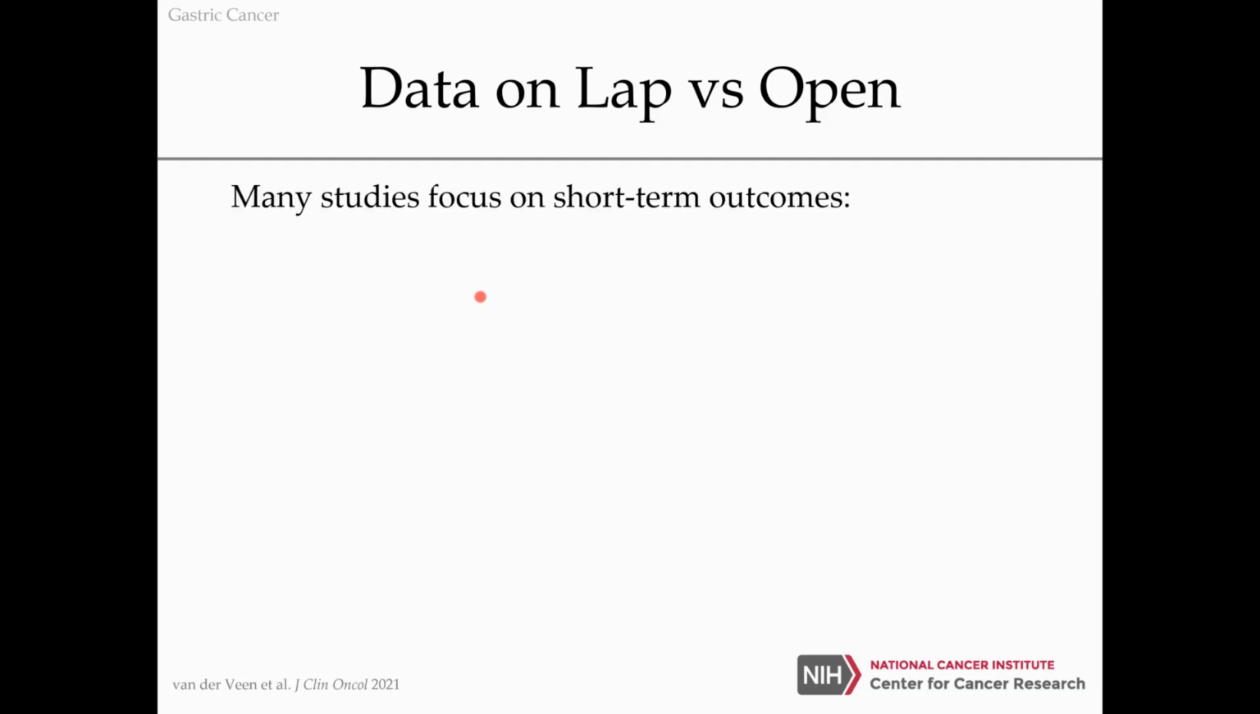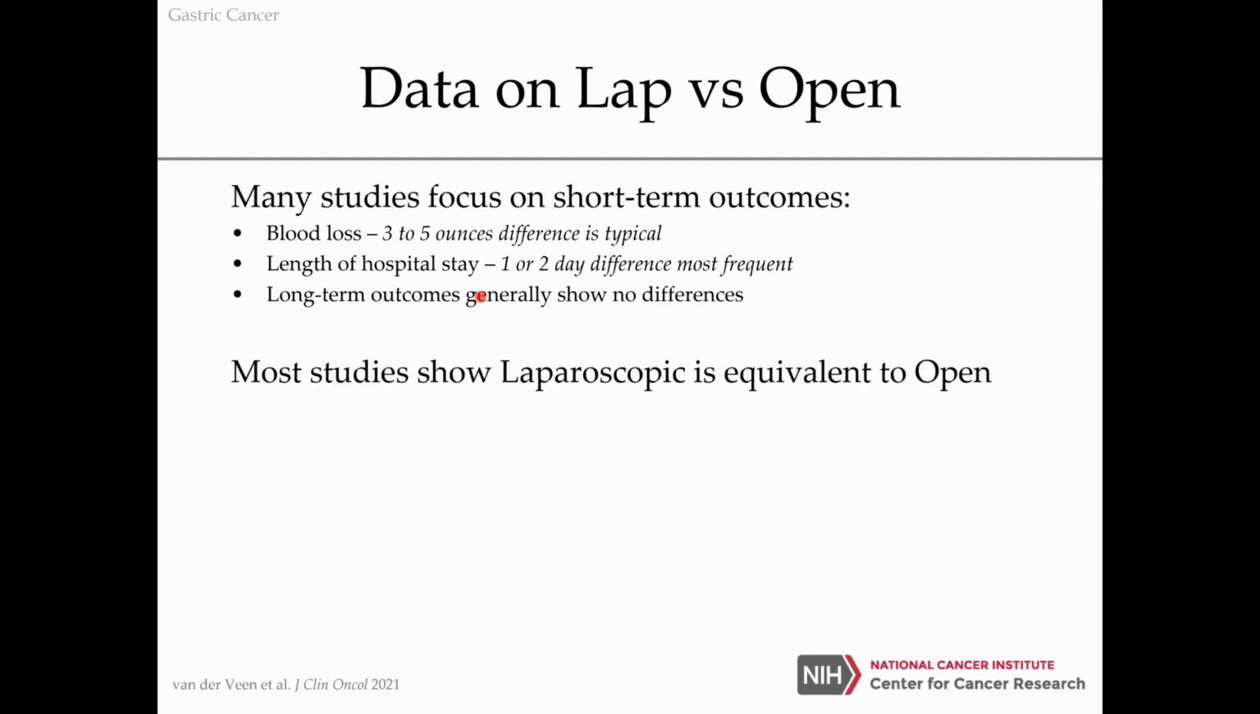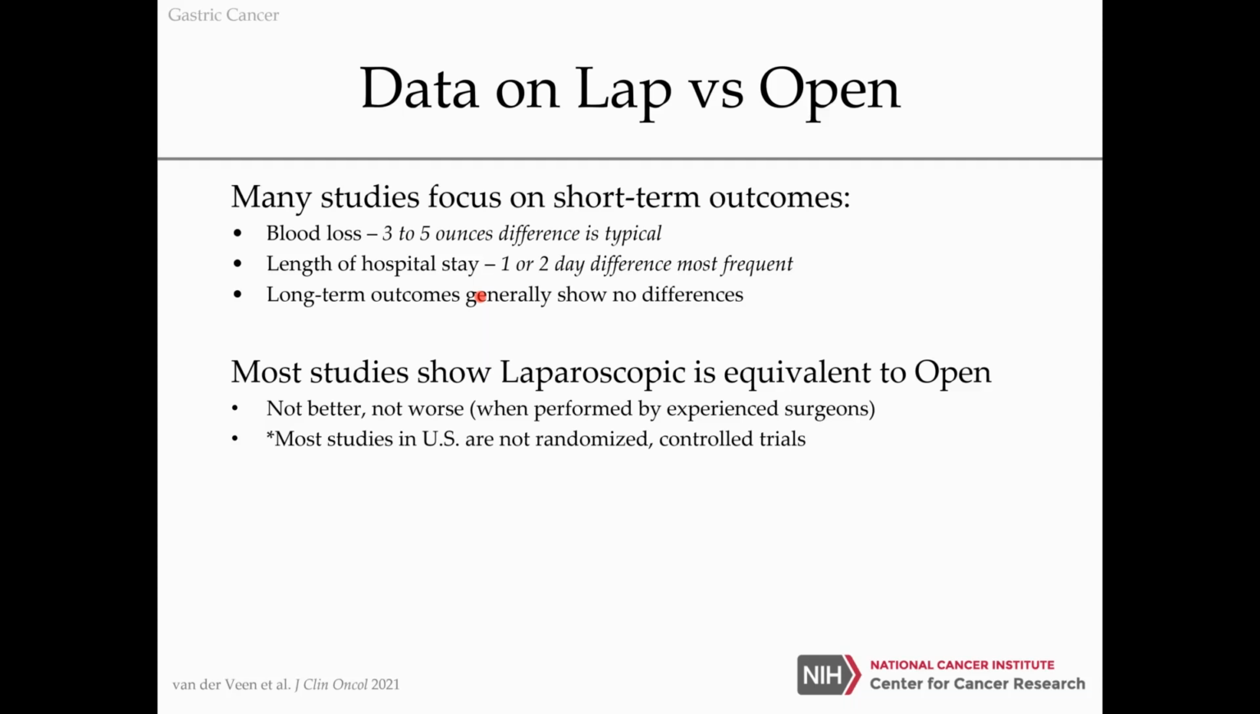Well, first thing to know is that many studies have focused on short-term outcomes. These are things like blood loss, length of hospital stay, and in these studies, the differences are usually quite small. Long-term outcomes, however, meaning survival or cancer recurrence, generally show no real differences. So the advantages in laparoscopic or robotic surgery seem to be on short-term outcomes. But again, most studies show that laparoscopic surgery for gastric cancer is equivalent to open surgery. What does that mean? It's not better, it's not worse.